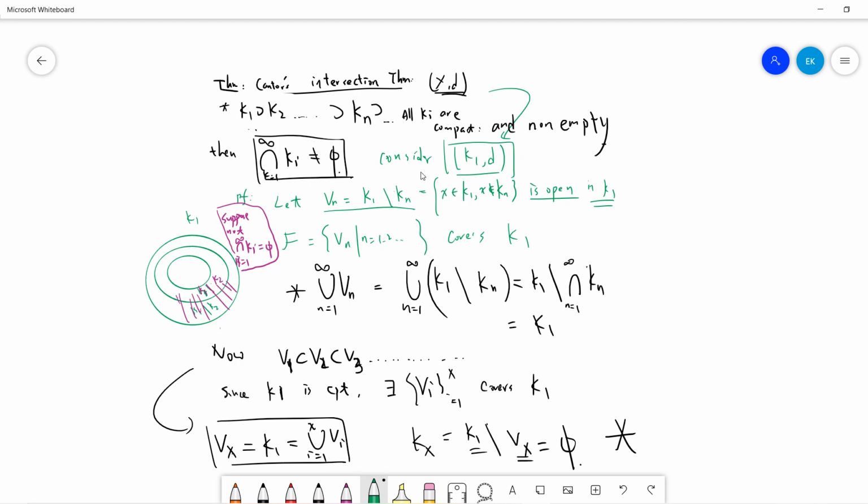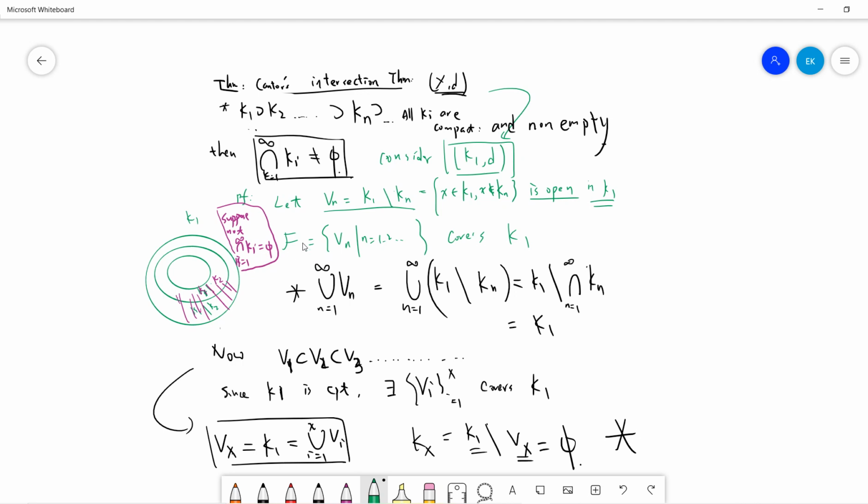Let's consider K1 as a subspace. Let Vn be K1 minus Kn. I should not say divide, but delete. So x belongs to K1, x does not belong to Kn. It's open in K1, because the Ki are closed sets. The first ring is K1 delete K2, and the second ring will be K1 delete K3, right? Okay, so let's assume that all the intersections are actually empty.